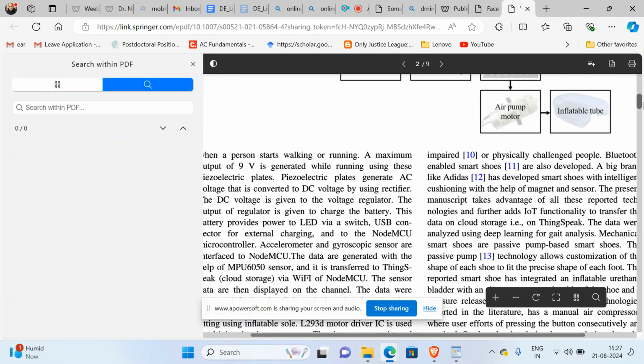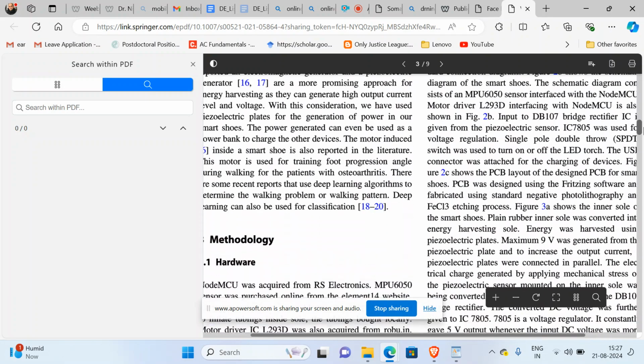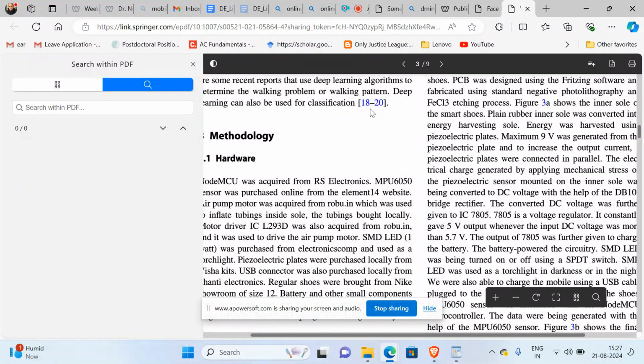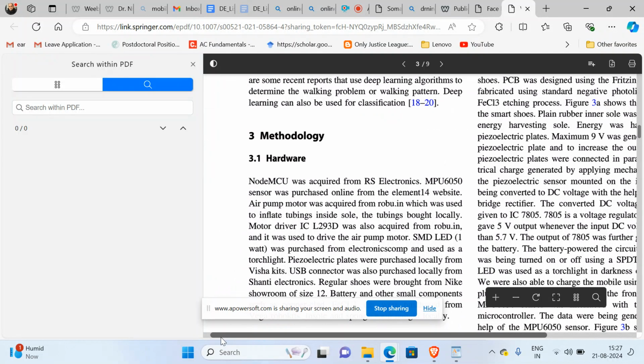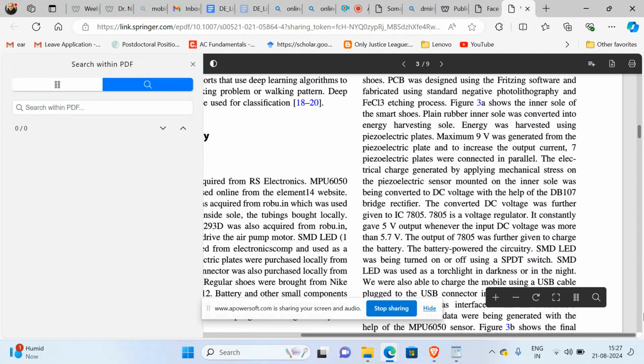Once you complete your literature review, I hope you all have done that, you also might have given the references. If not, please go to Google Scholar and download the references and paste them into your paper. Next is the methodology section, where we will write whatever we are doing in plain words. So it's like do as instructed.